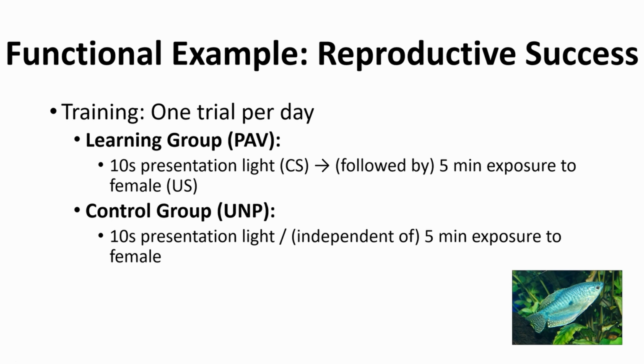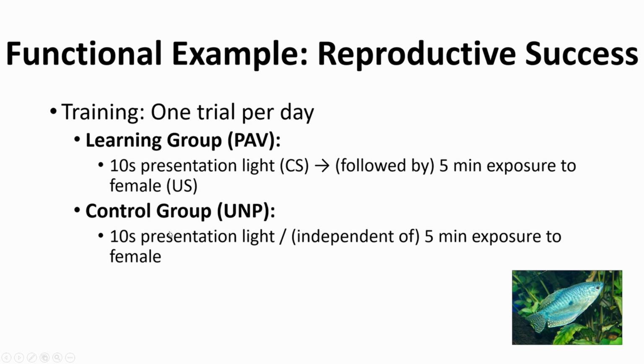So exposure to a female should cause an unconditioned response, a behavioral response to the presence of a female. For our control group, the unpaired control group specifically, they had 10 seconds of presentation of a light, but it wasn't immediately followed by exposure to the female. In this case, the presentation of the light was independent of exposure to the female. So there's no association here because the stimuli weren't paired.